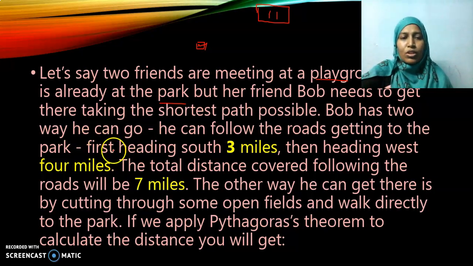How does that road go? First heading south 3 miles. From this playground, 3 miles it comes towards south. As it is south, I am making it down. Then heading west 4 miles. After traveling 3 miles, he has to walk for 4 miles towards west.